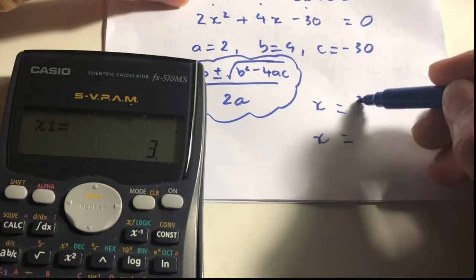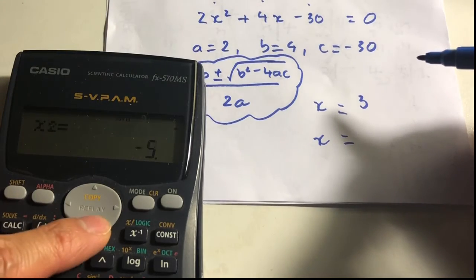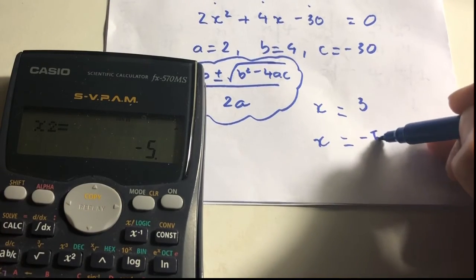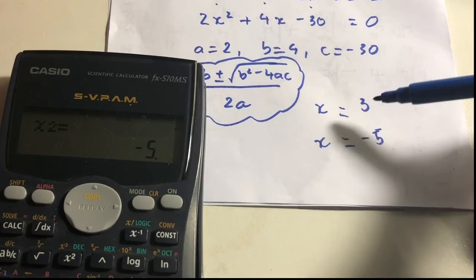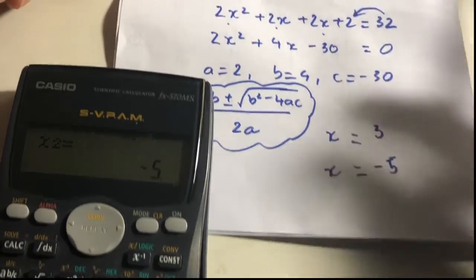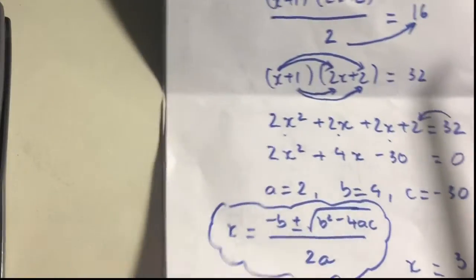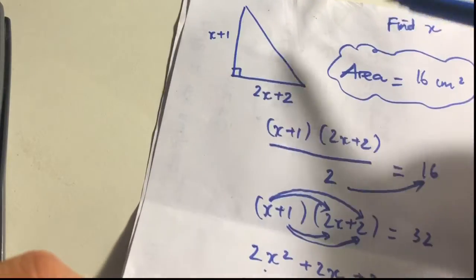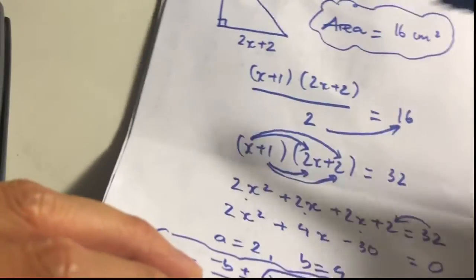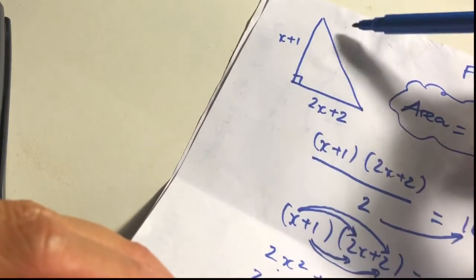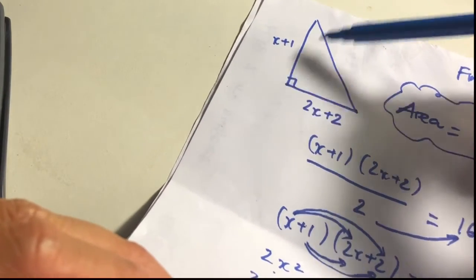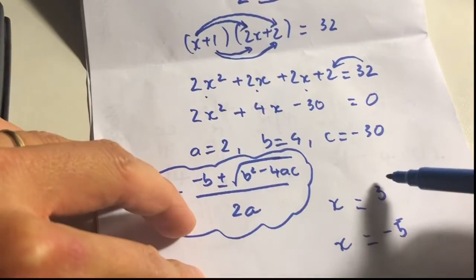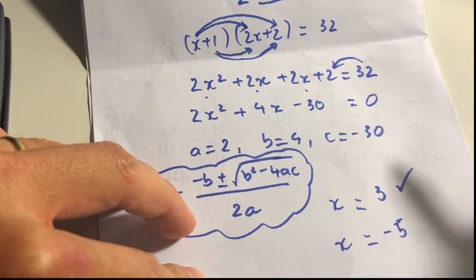x is 3. Beautiful life. And x is minus 5. Okay, so I got two answers, 3 or minus 5. But if I look at the lengths over here in the question, 3 is all good because 3 is positive, so 3 plus 1 is also positive, and 3 plus 1 is 4, and 4 is all good. So I guess there's no problem with 3. I give 3 a good tick.